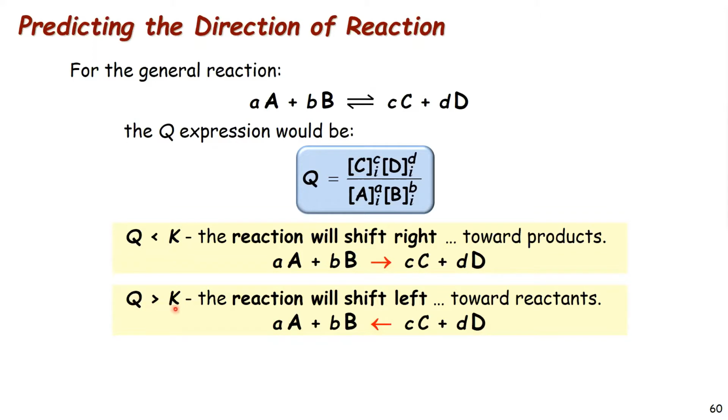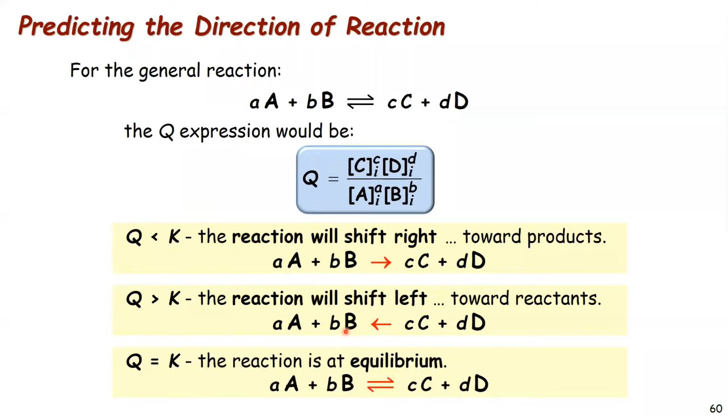If Q is greater than K, that means this is too big, right? There are too many products. So it's got to shift back towards the reactants. It's got to shift to the left. So if Q is greater than K, it's going to shift back towards the reactants. And what do you think it means if Q is equal to K? We're in equilibrium. Exactly, right? So if Q equals K, you're at equilibrium.